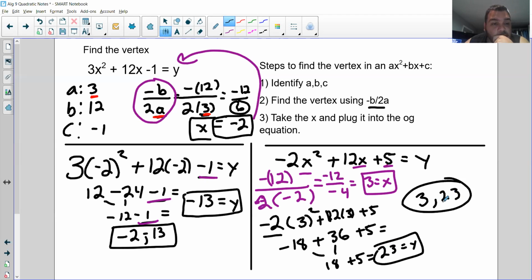Mr. Toba, how'd you get negative 18 for negative 2 times 3 to the second power? 3 to the second power happens first. So that's 9. Then 9 times negative 2. Okay, I get it.